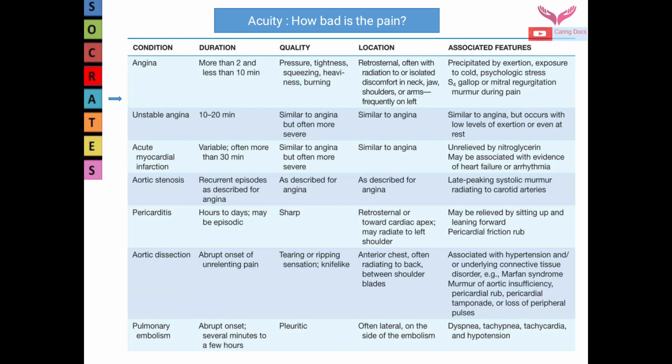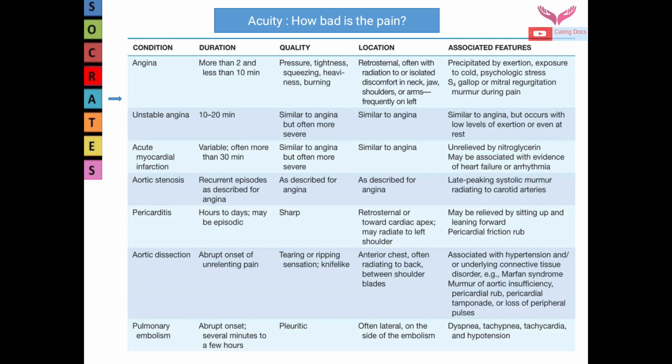Unstable angina pain lasts for 10 to 20 minutes. It is similar to angina but often more severe. Location and associated features are similar to angina, but it occurs with a low level of exertion, even at rest. Acute MI pain is of variable intensity. It often lasts more than 30 minutes. It is similar to angina but often more severe. Location is similar to angina. It is not relieved by nitroglycerin, and may be associated with evidence of heart failure or arrhythmias.